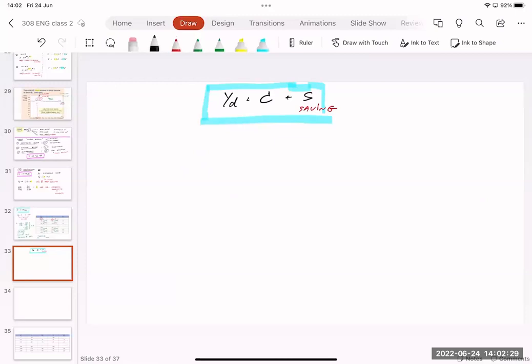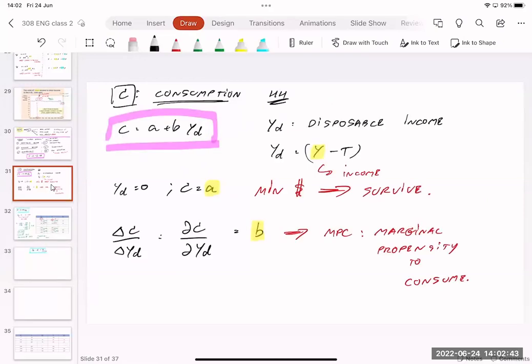For example, you have a salary. I have a question: what does YD stand for? I just told you, YD is disposable income. YD is your income after paying tax. YD equals Y minus T. You got it? So YD is your income from working the whole month. You get a salary, however you cannot use all of it because you need to pay tax first. So YD is your income after paying tax. Okay, good.